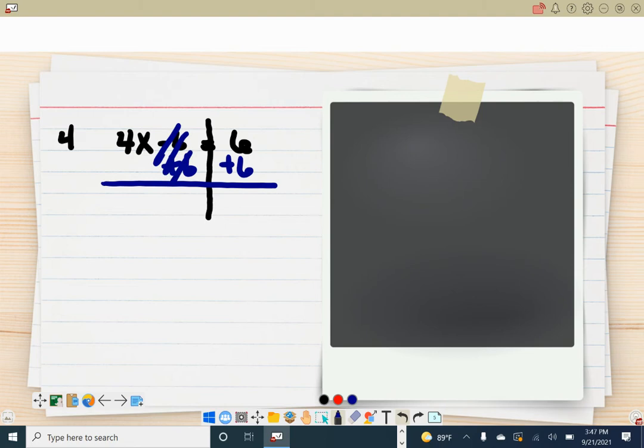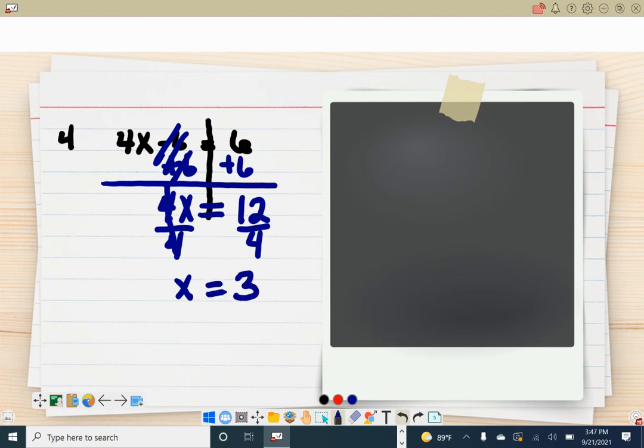Cancels. And then I have 4x is equal to 6 plus 6 gives me a 12. 4 times x equals 12. Divide by 4, and I get 4 divided by 4 is 1. 1 times x is x. 12 divided by 4 is 3. So I'm going to say that my answer is 3.